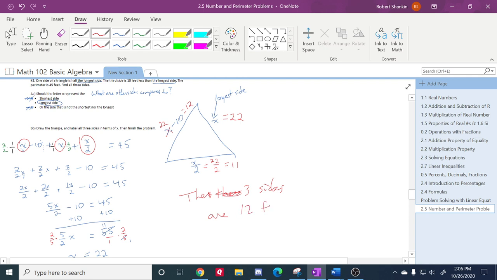12 feet, 22 feet, and 11 feet. And they should add up to 45. And that kind of will check my answer. 20 and 10 and 10 make 40, and then there's 5 more. It does. So that's my final answer.